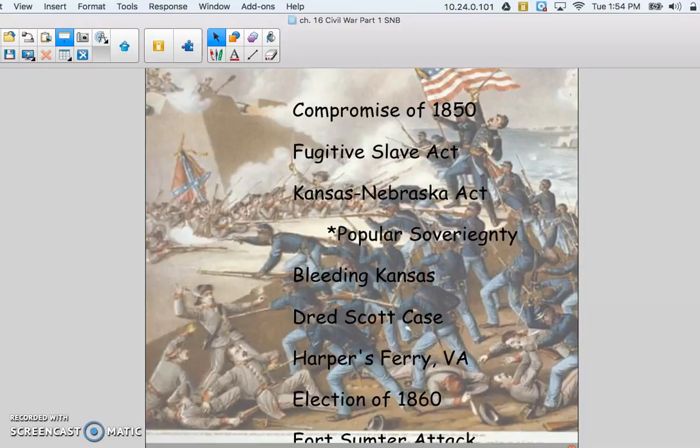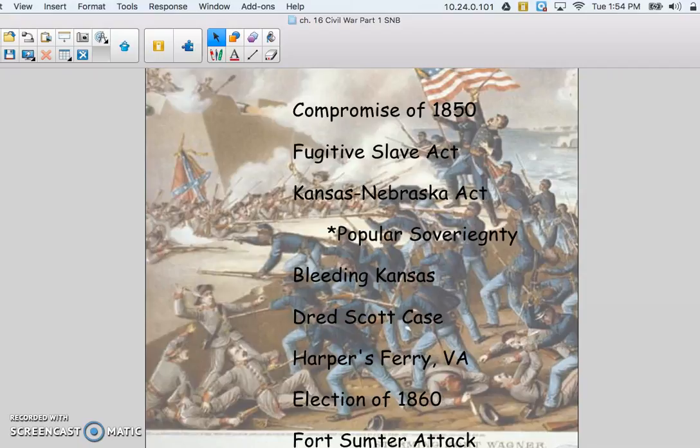Finally, we had the attack on Fort Sumter itself happening in 1861, and that really was the start of it, right? The Confederates fired first on the Union fort. All right, that brings us up to date.